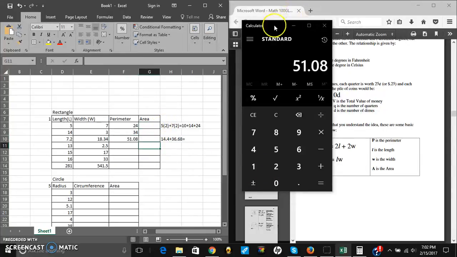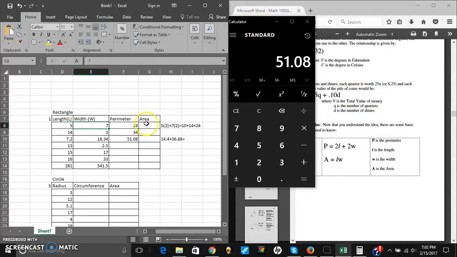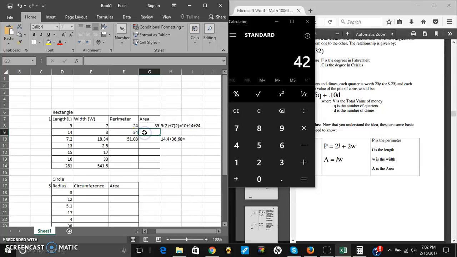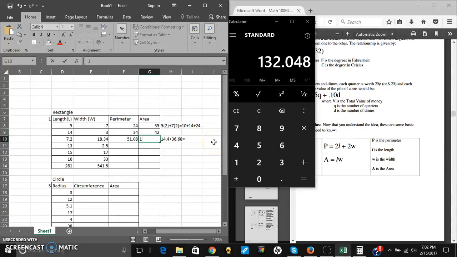Now area is a little easier. Our formula for this one is A equals L times W. So that's easy enough, right? We just take our length times our width. In this case, 5 times 7 is 35. 14 times 3 is 42. Now this one right here is going to be 7.2 times 18.34. The area of this one is 132.04. That's where those values come from. You should be able to fill in the rest of the table using that.